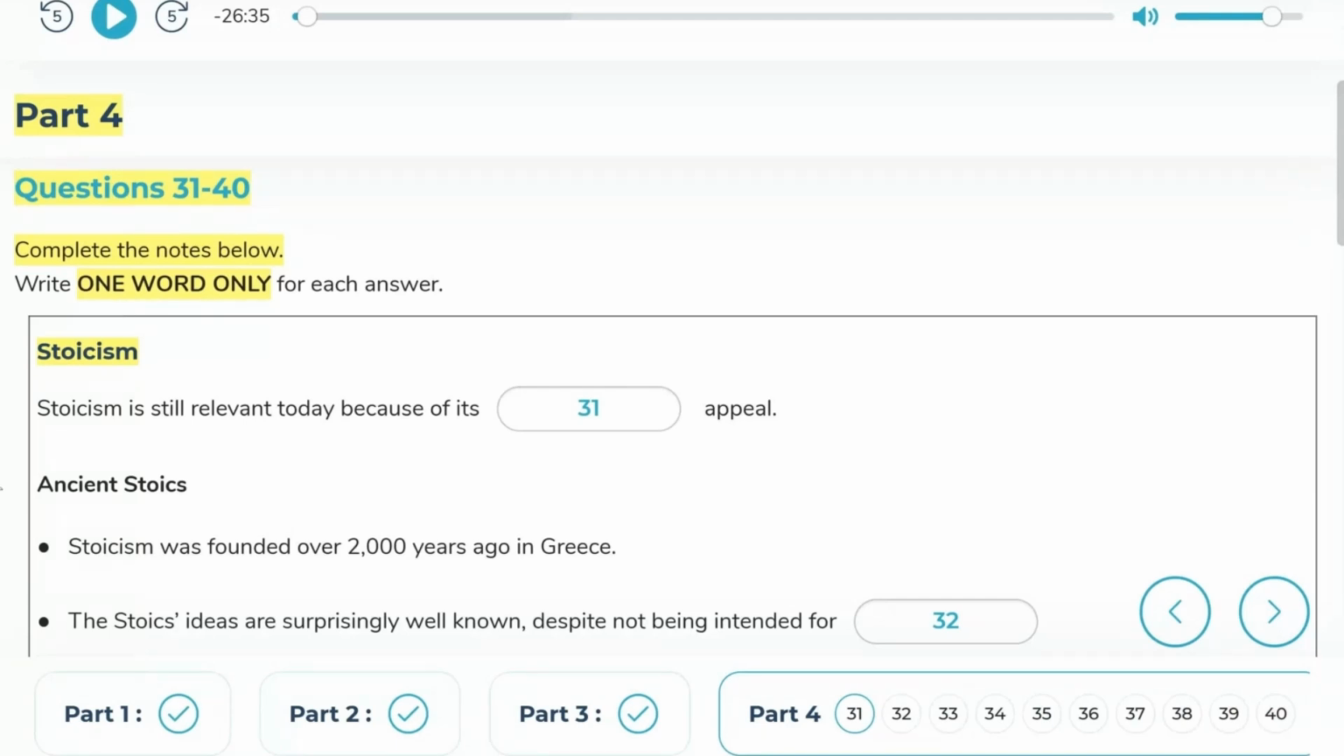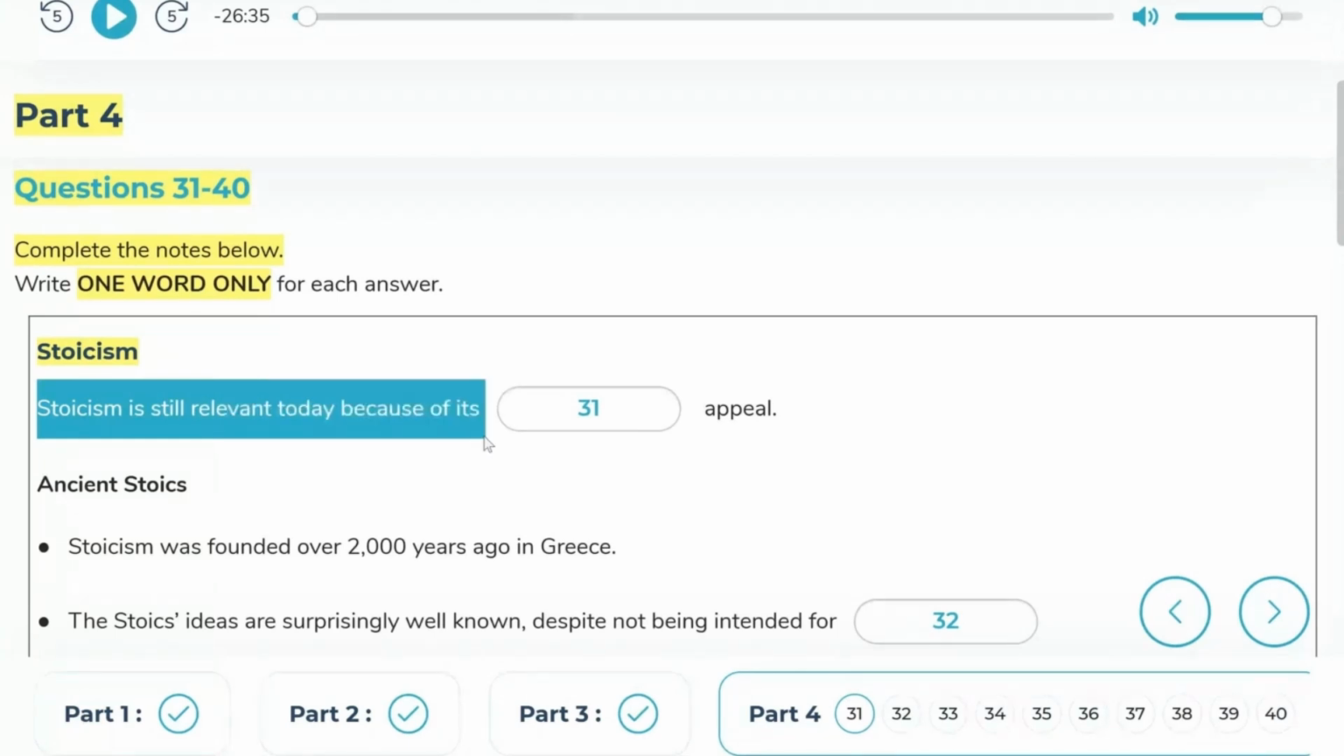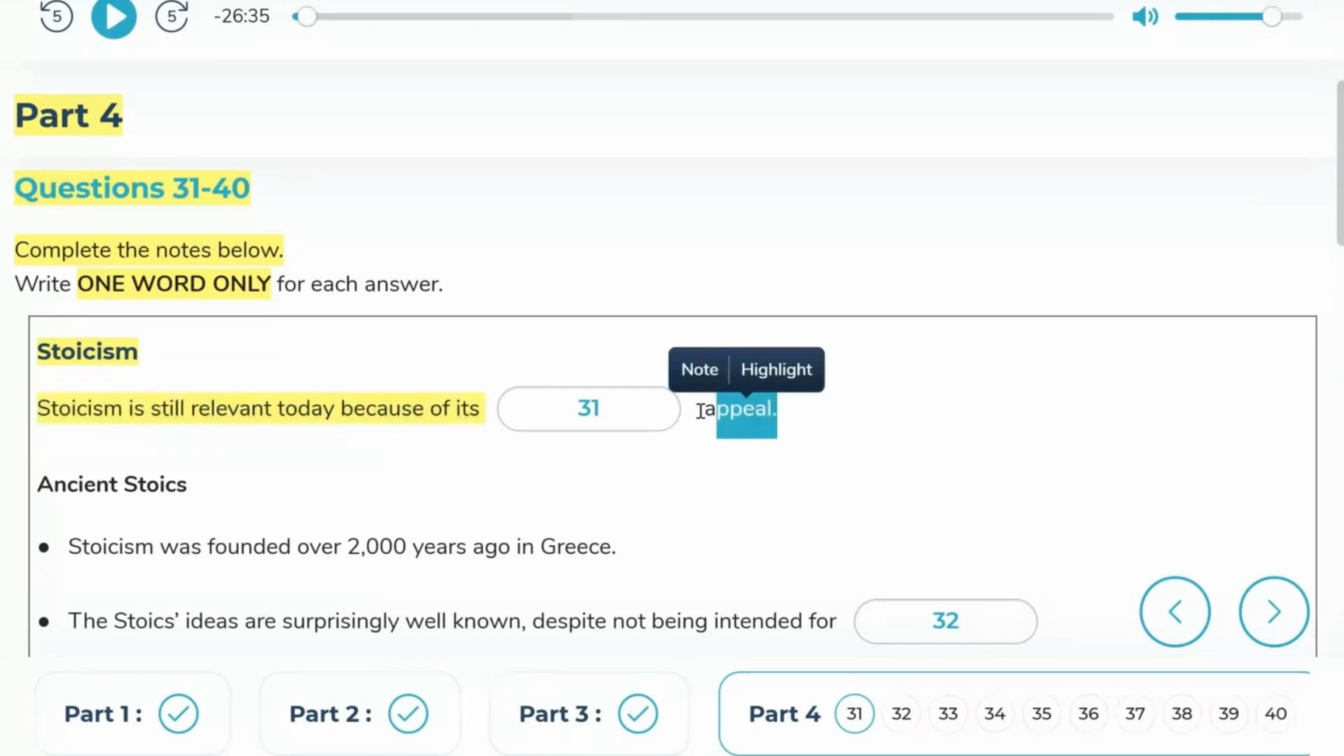Now, the question is, in the audio, when they start, they will tell you what stoicism is. Stoicism is still relevant today because of its dash, right? Because of its dash appeal. Now, stoicism, even today, we can relate our lives with stoicism because of stoicism's dash appeal. So, dash appeal means the type of appeal, right? Because sometimes they use the word therefore, right? So if they say stoicism is still relevant or still practical or still encouraging, or it has encouraging appeal or anything like that. Okay, now please listen and answer question number 31.